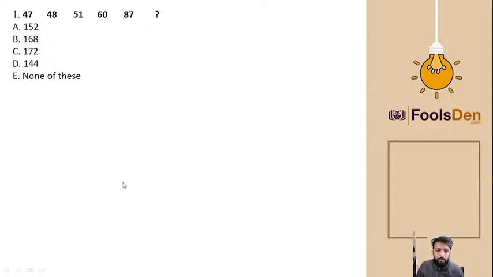So if I observe the numbers, they are quite close. Whenever the numbers are close, the first option we go for is the minimum slope question. The difference between the numbers is quite low. So we observe the difference, that is called minimum slope series. Let us observe the difference first. So 47 to 48, and here the difference is the difference.